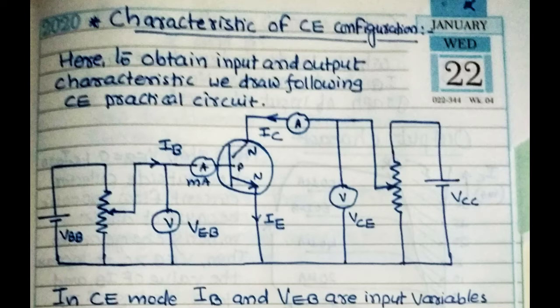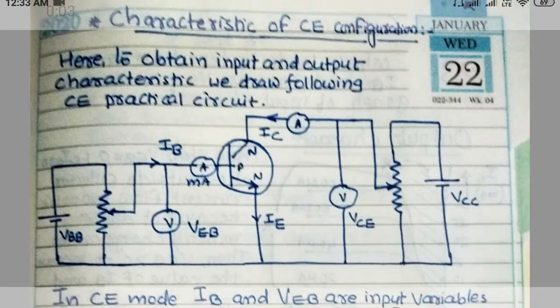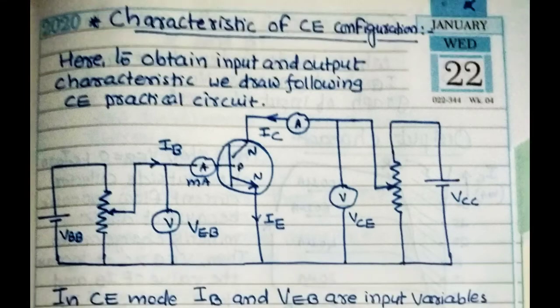Now, as shown in the figure, here is the common emitter transistor circuit. For the practical setup, we add variable resistances, VBB and VCC, the two sources, and two meters, an ammeter and a voltmeter, at the input side. The base is the input terminal, and there we connect the ammeter and the voltmeter VEB.